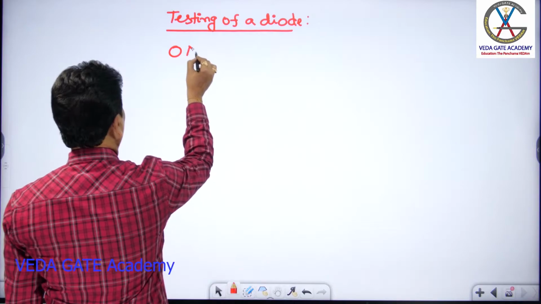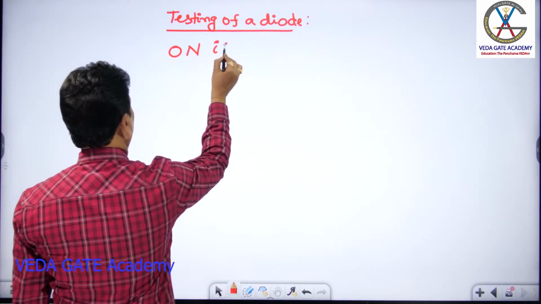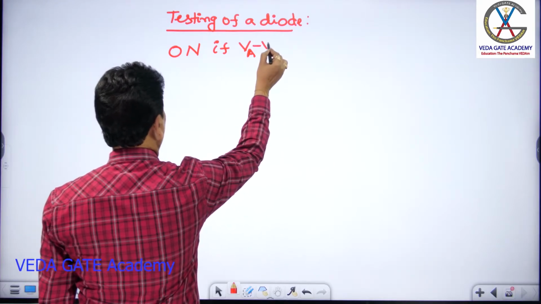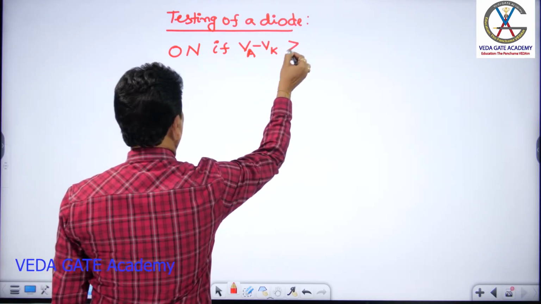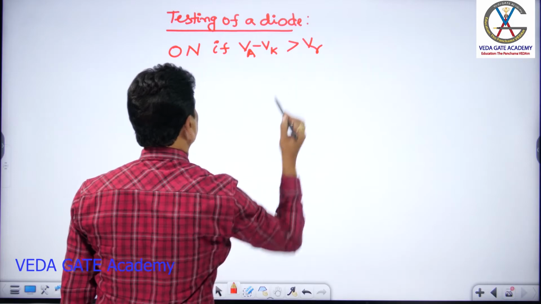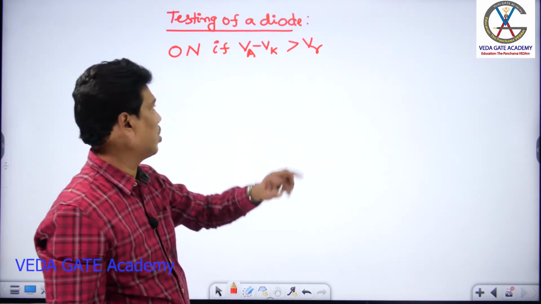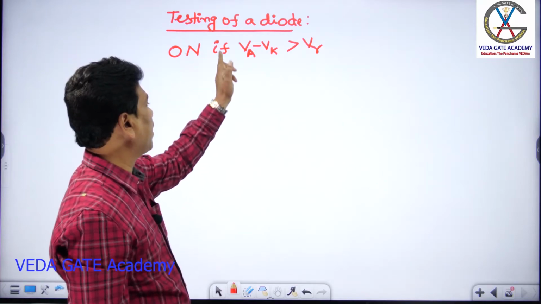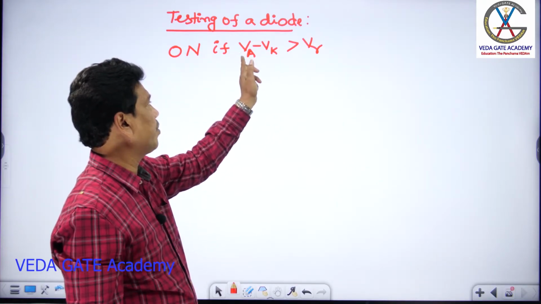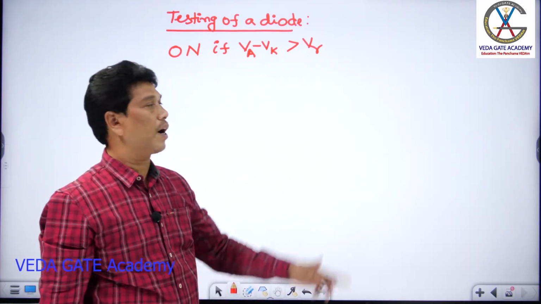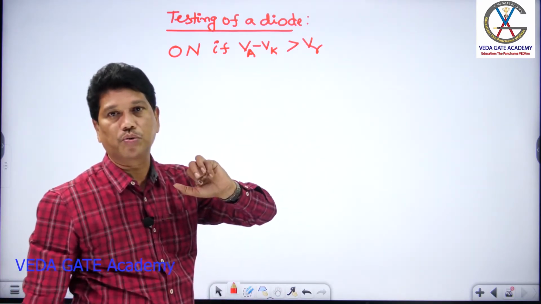The diode should be on if the difference potential, that is anode minus cathode potential, is greater than the cut-in voltage for the practical case. If it is the ideal case, the cut-in voltage you can take as 0. So the diode should be on if the potential difference between anode and cathode is greater than VR. VR means cut-in voltage. For the ideal case, the cut-in voltage is taken as 0.